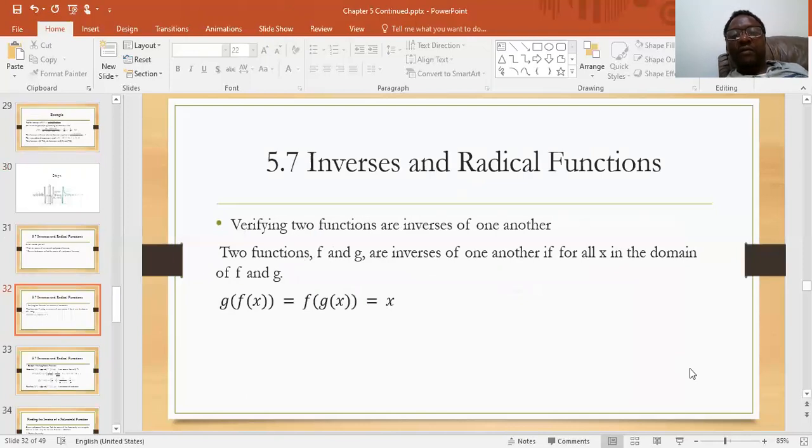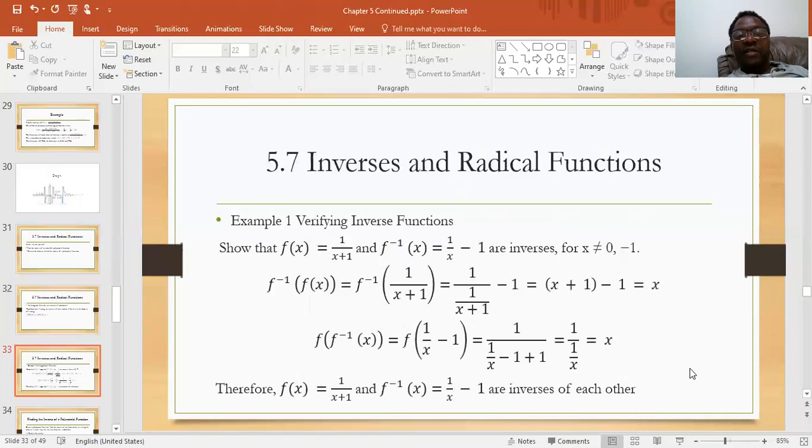So to verify whether or not two functions are inverses, we take the composition of both functions. g composition f of x equals f composition g of x equals x. When we have that condition met, we will say that f and g are inverses of each other. Our example here: check if the function f of x equals 1 over x plus 1 and f inverse of x equals 1 over x minus 1 are inverses of each other.